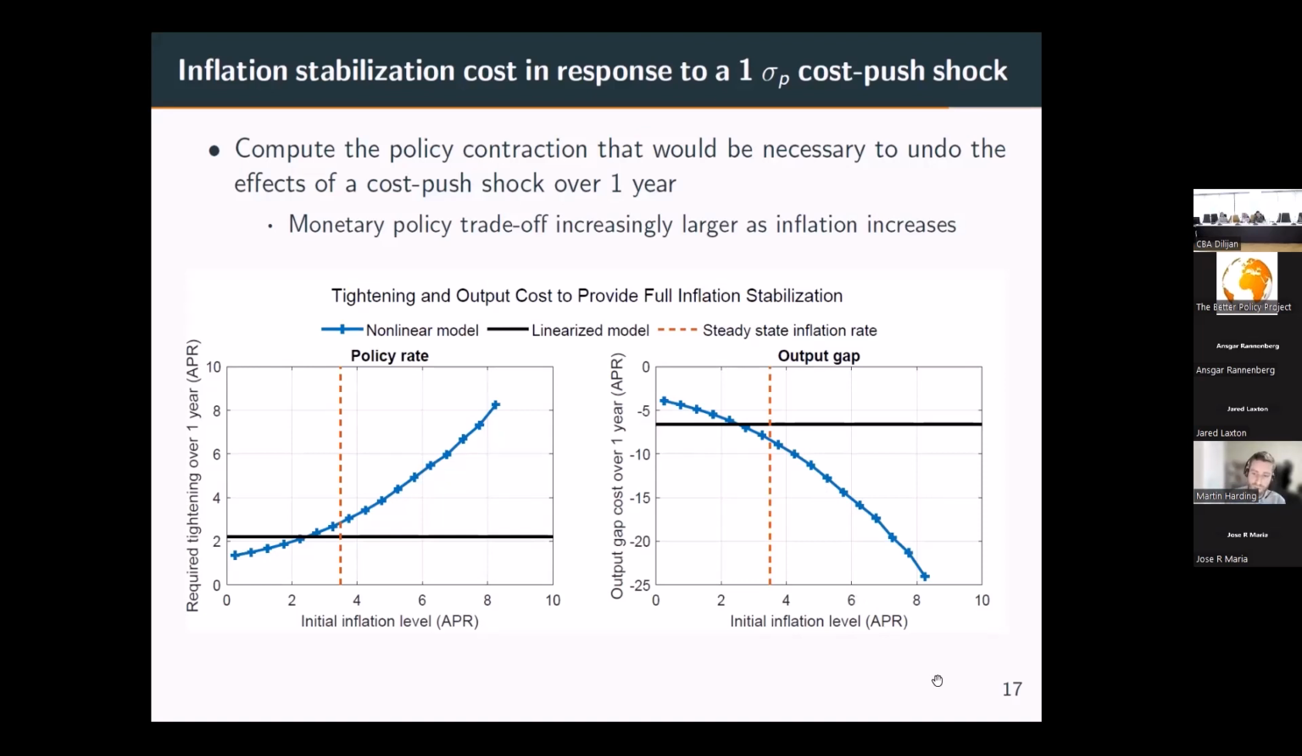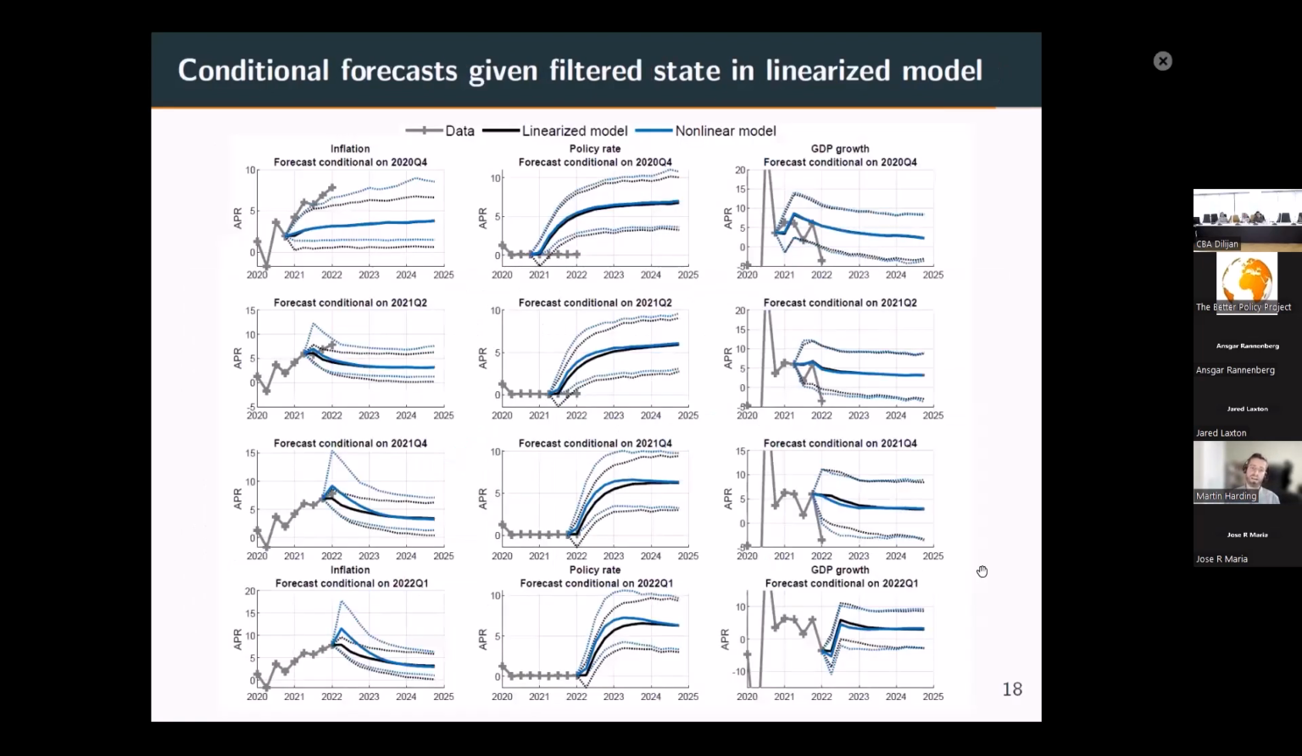Okay, I have just one more exercise to show you, and this exercise has to do with the empirical properties of the model during the post-COVID period. So finally, what we do here is conditional forecasts at different points in time. 2020 Q4 is in the first row, then we have 2021 Q2, 2021 Q4, and 2022 Q1. I'm showing here in each column inflation, then the policy rate, and then GDP growth.